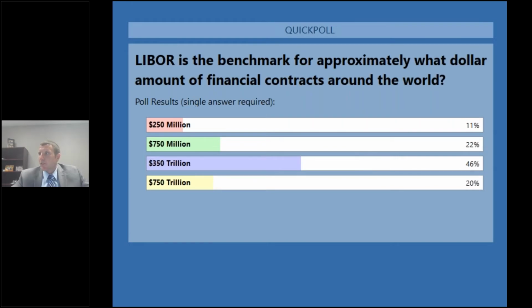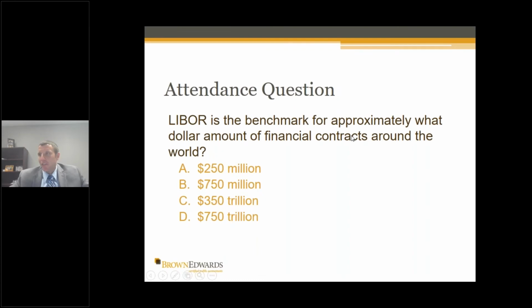All right. So it looks like either y'all looked ahead on the slides or did your homework or just went with the default of always pick C if you don't know. So the correct answer is C, $350 trillion.